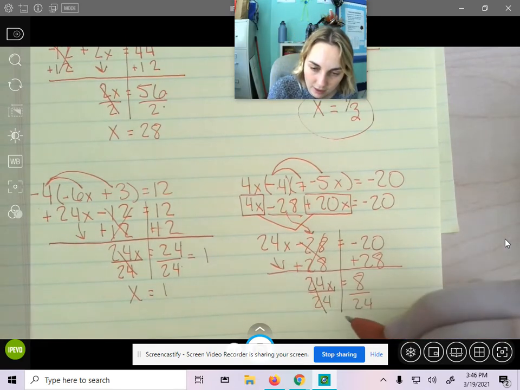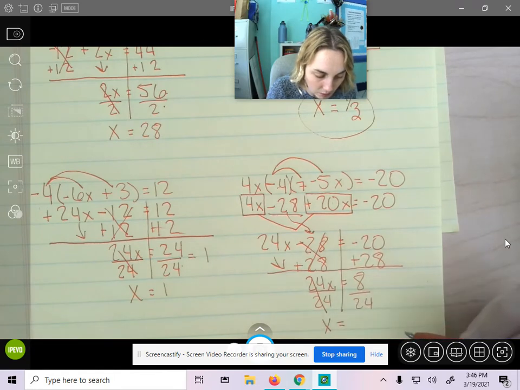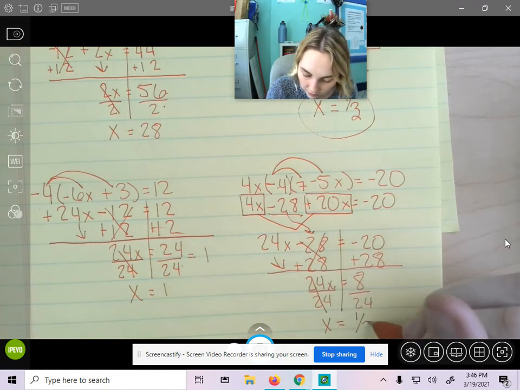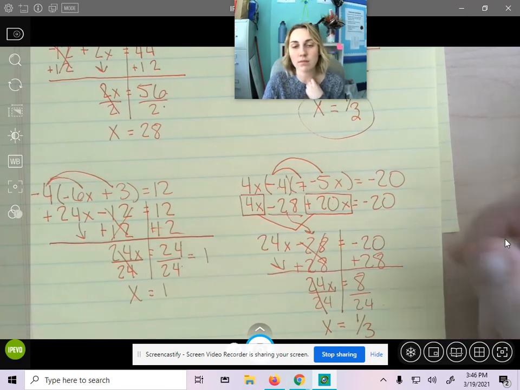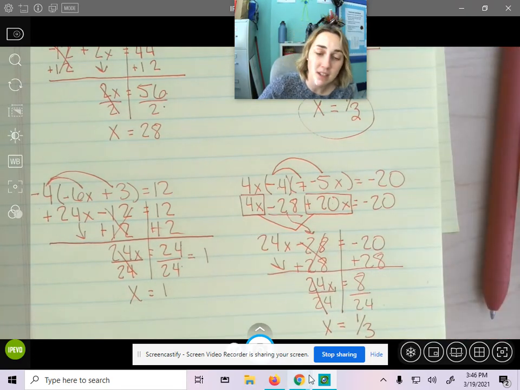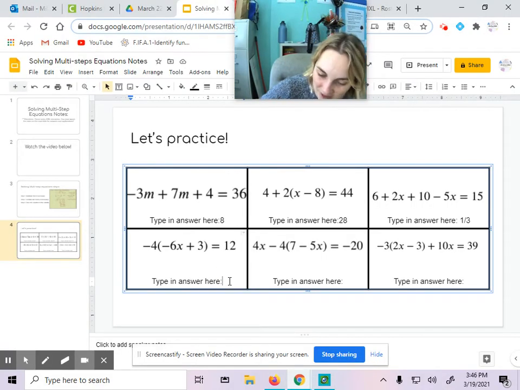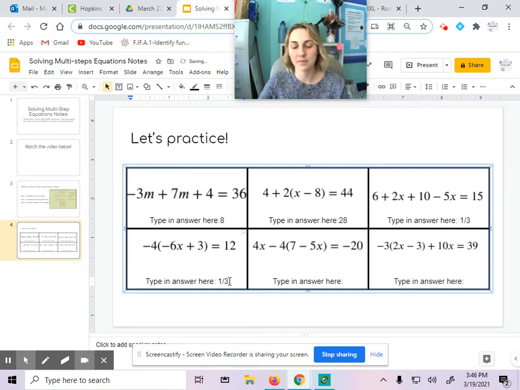All right, so these cancel out, they're opposites, and x is going to be equal to 1/3. 8 over 24 can be reduced to 1/3. So the answer to that problem is also going to be 1 over 3. Oh, sorry. We already solved this one. This one was 1. My bad. The second one, this one right here, this one was 1 over 3. I was about to say.